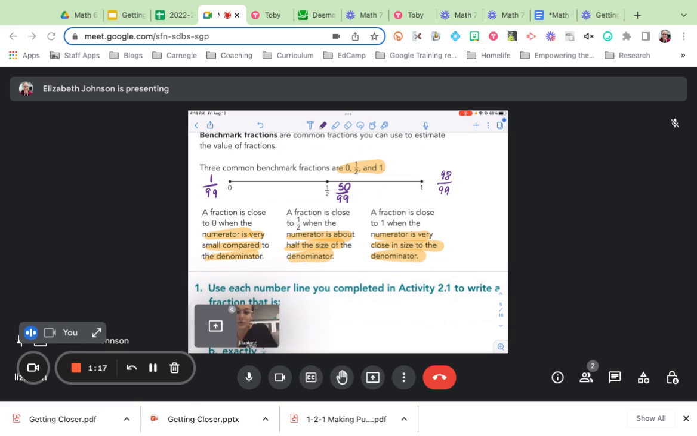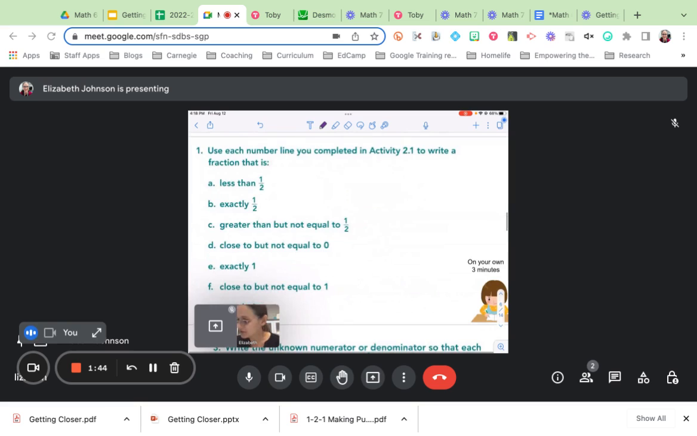So this is one way that I can use these three fractions, 0, 1/2, and 1, to estimate the value of fractions that I'm less familiar with. I know because I'm using estimation that 1 out of 99 is close to 0. 98 out of 99 is close to 1. And 50 out of 99 is close to 1/2. Estimating with benchmark fractions is an efficient skill to have that'll help you do math with less frustration.